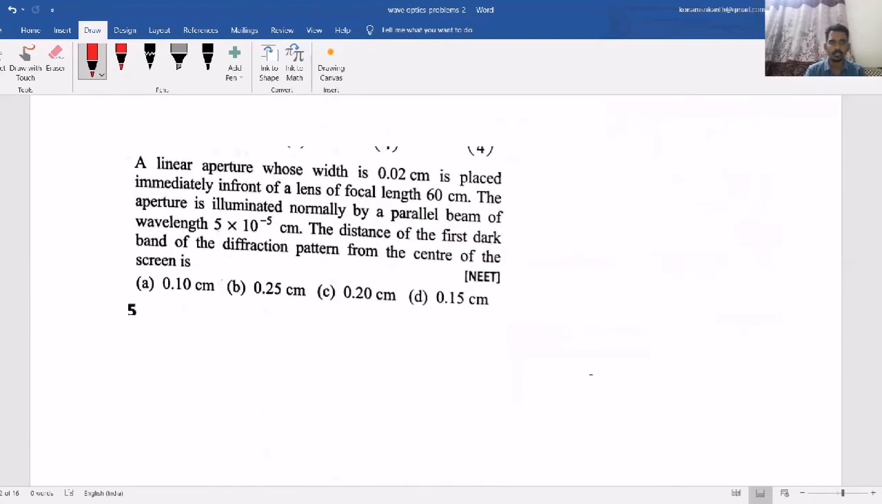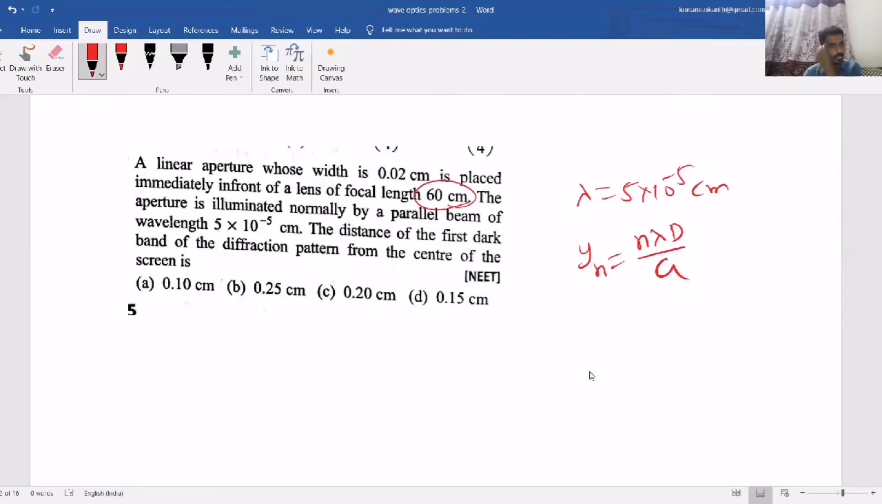Now, one more question. A linear aperture whose width is 0.02 centimeter is placed immediately in front of a lens of focal length 60 centimeter. The aperture is illuminated normally by a parallel beam of wavelength, which they have given. Now the distance of the first dark band of the diffraction pattern from the center. The distance of nth dark band is n lambda D by a.